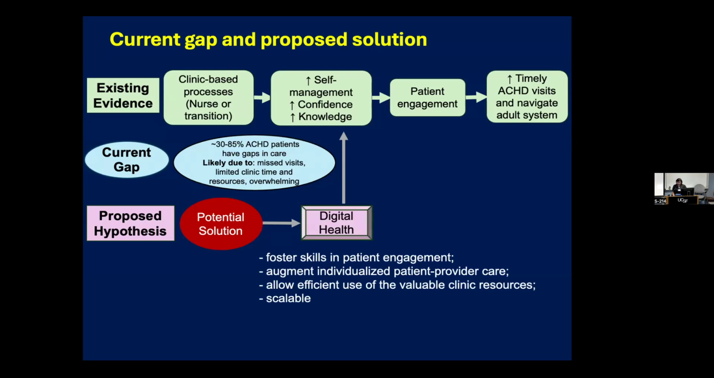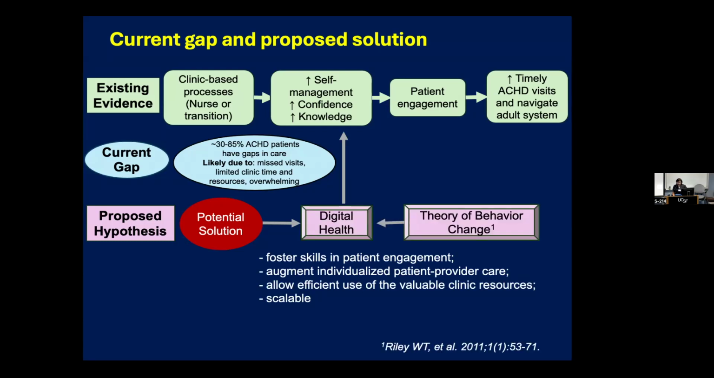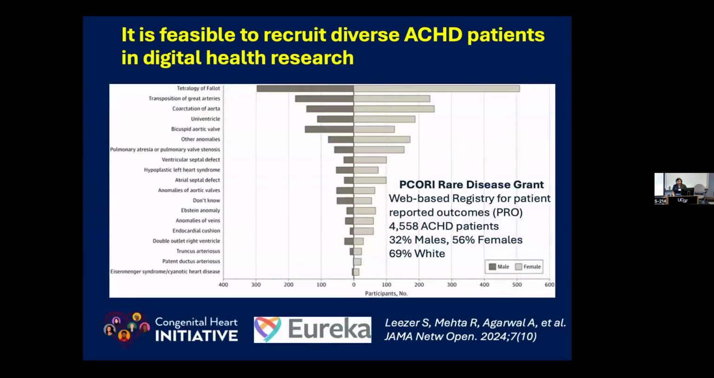Here is where we propose a digital health tool designed using theories of behavior change. With the help of the PCORI funding, we built a national web-based ACHD registry on our own Eureka digital platform within UCSF Cardiology to collect patient-reported outcomes. And we were able to recruit about 4,500 ACHD patients across various age, sex, and CHD lesions. So we know that it is feasible to recruit diverse ACHD patients in digital health research.